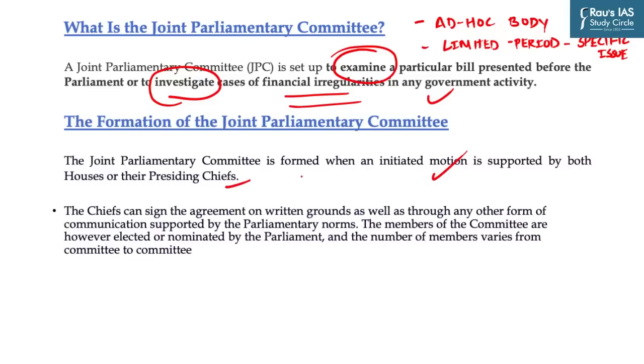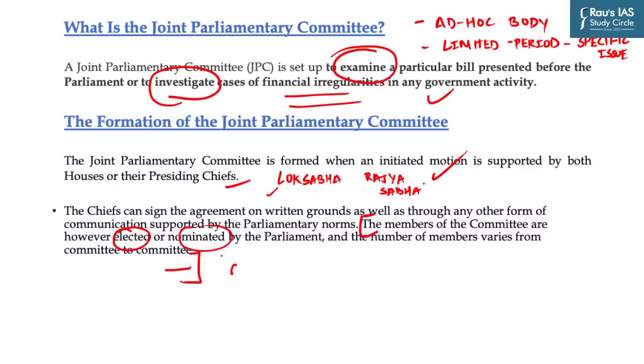As the Indian parliamentary structure has two houses, that is the Lok Sabha and the Rajya Sabha respectively, a motion for the establishment of the Joint Parliamentary Committee should be supported by both the houses or the chiefs or the presiding officers of the same. Another thing to understand here is that the members of the Joint Parliamentary Committee are elected or nominated by the Parliament, and the number of members may also vary from committee to committee.